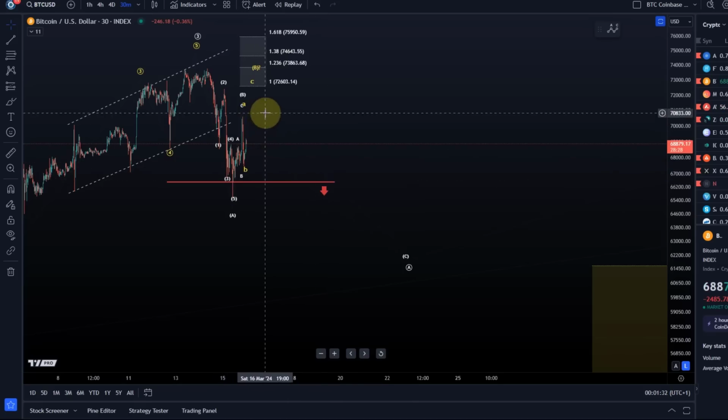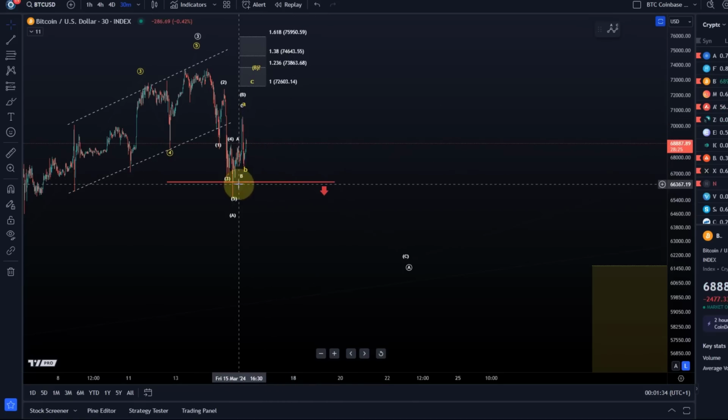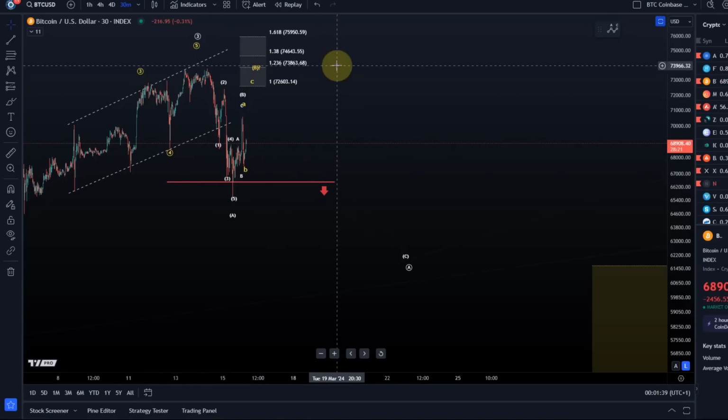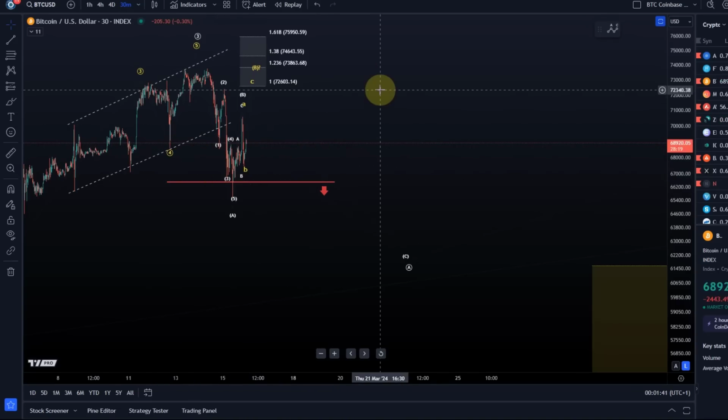But that's something I'm watching, and I will let you know if we see the first impulse that would suggest that we are already more aggressively bullish than this wave count currently suggests. That's my update about Bitcoin.